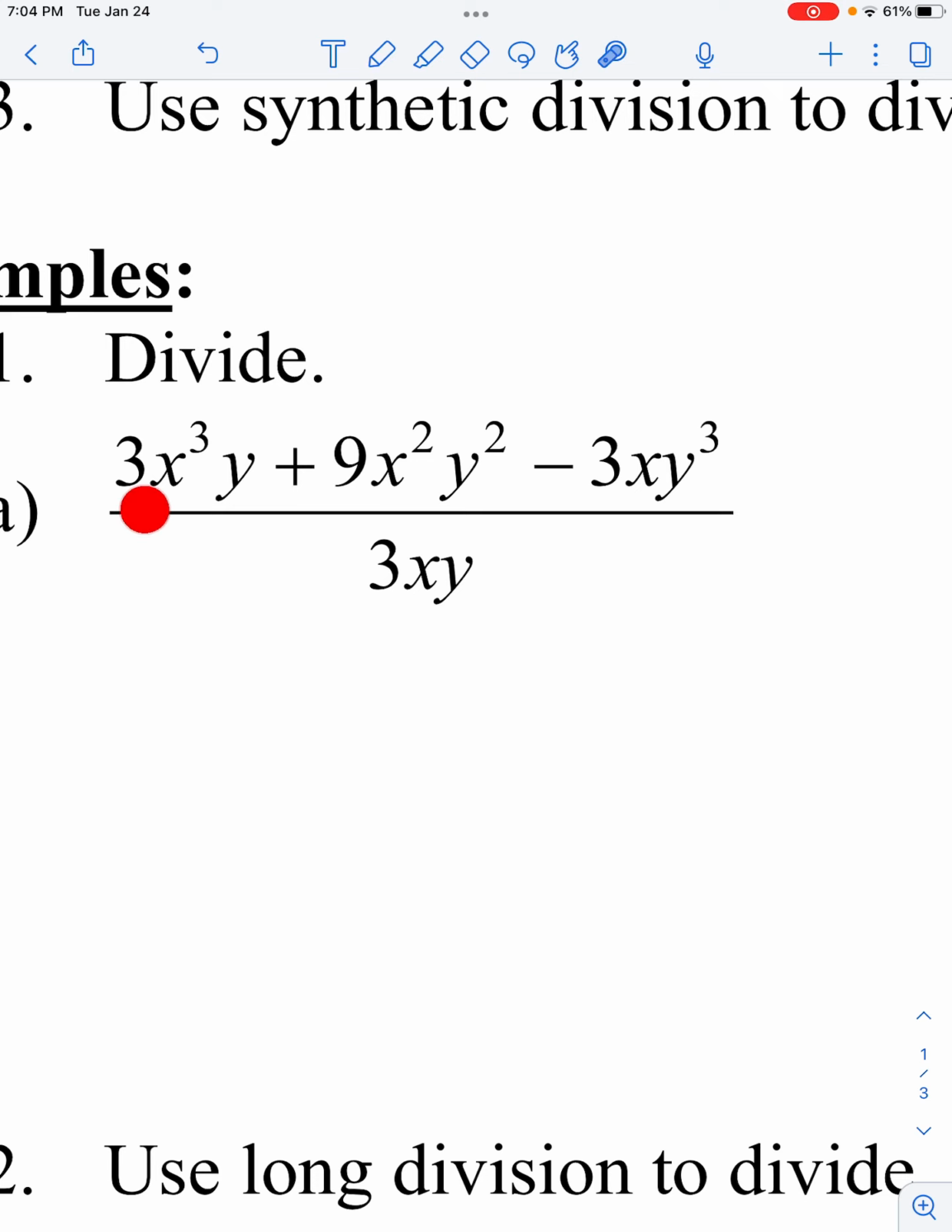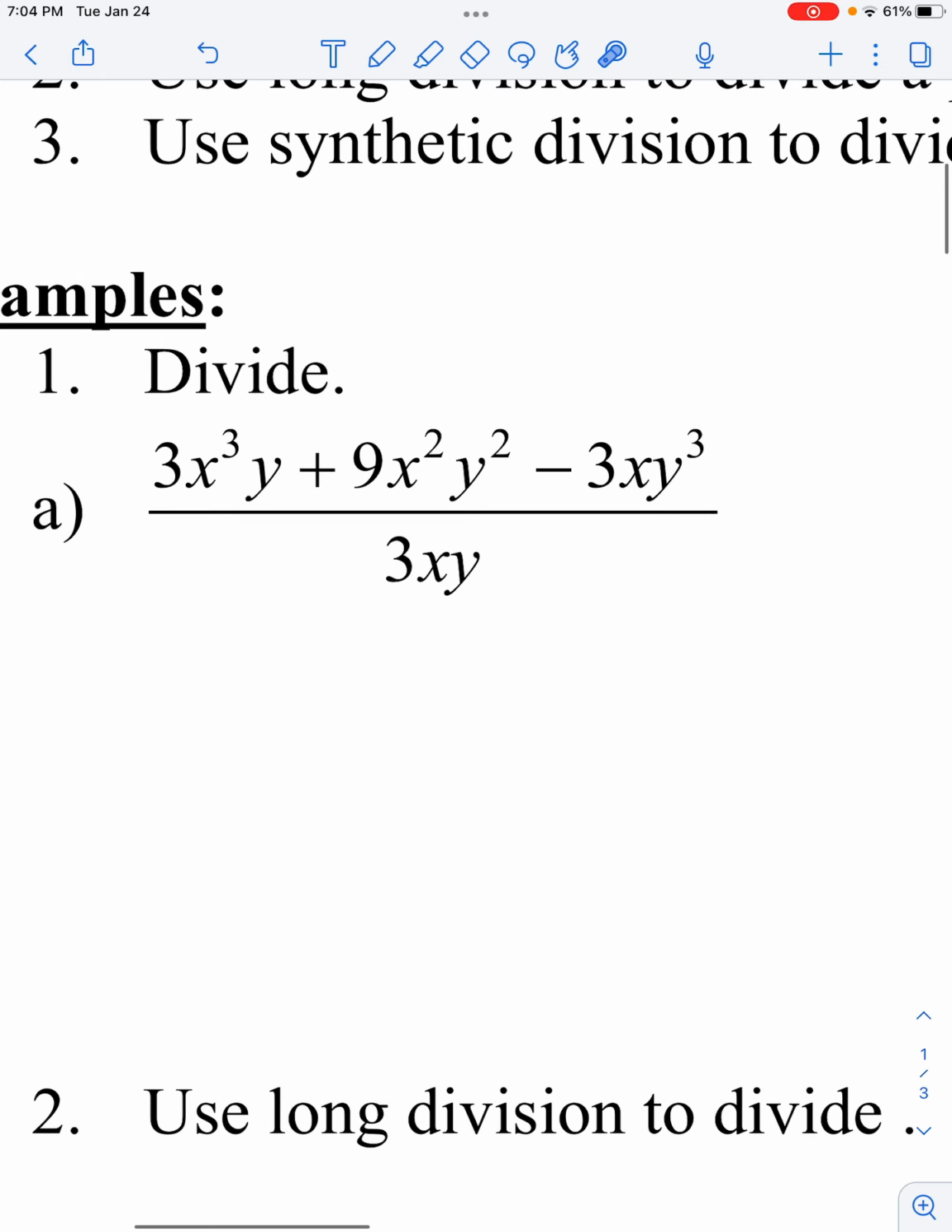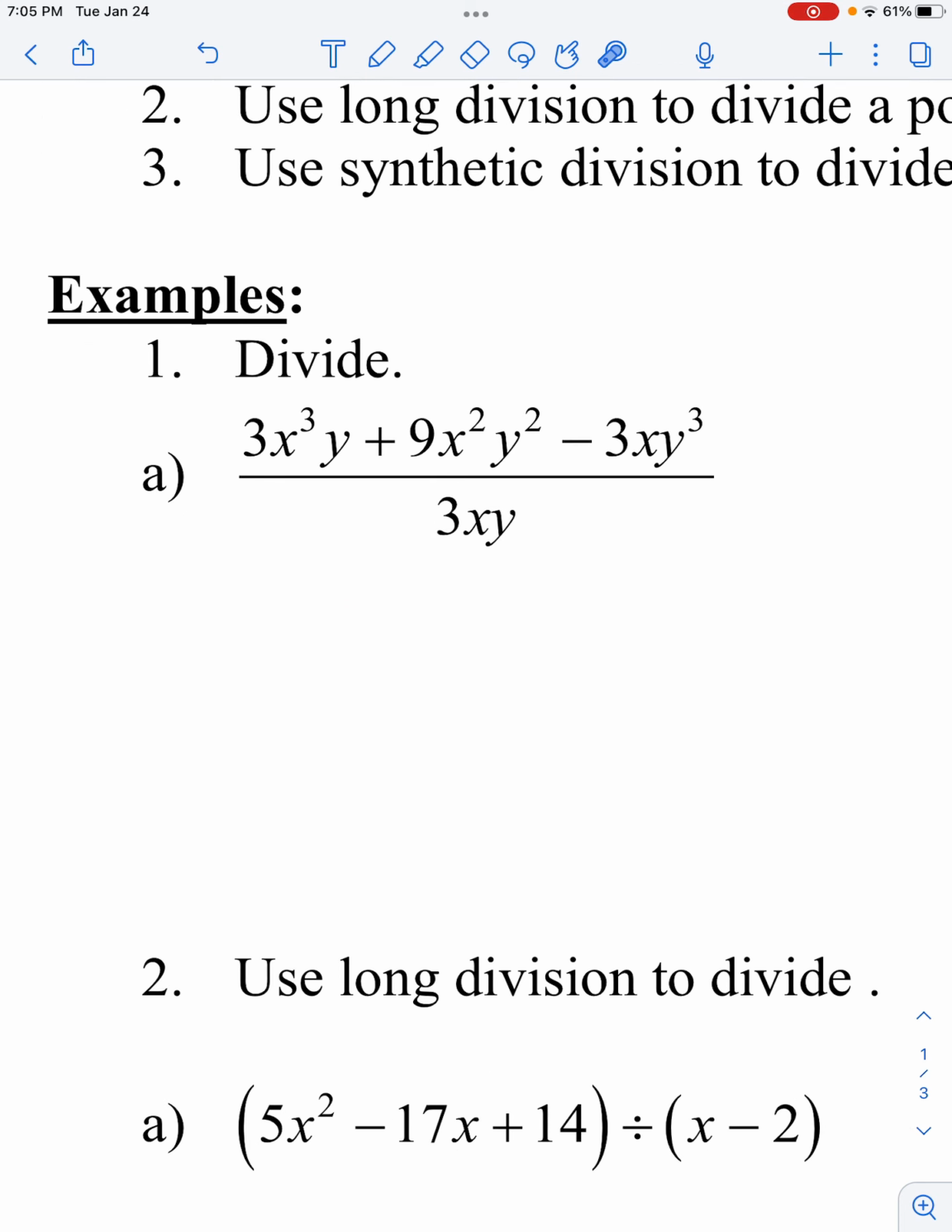So here in the top of this example A, we've got this polynomial. Right? It has three terms, so it's a polynomial. We have a monomial down here, there's just one term, okay? These aren't too bad. All you got to do, split the numerator up, okay?